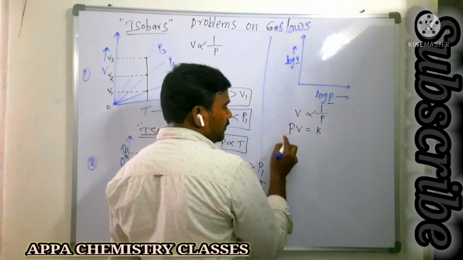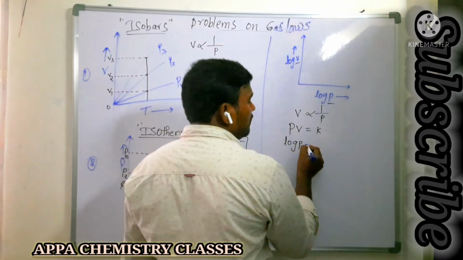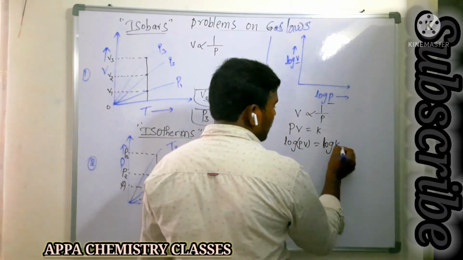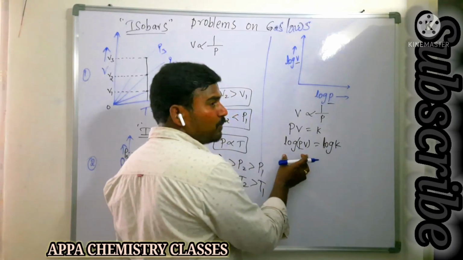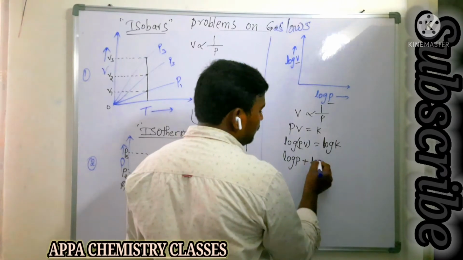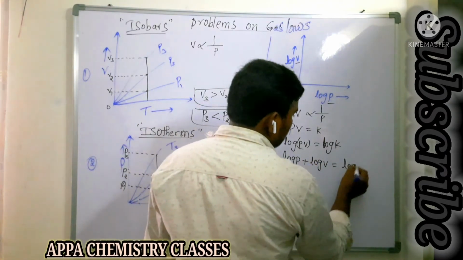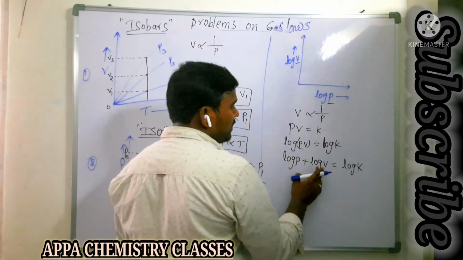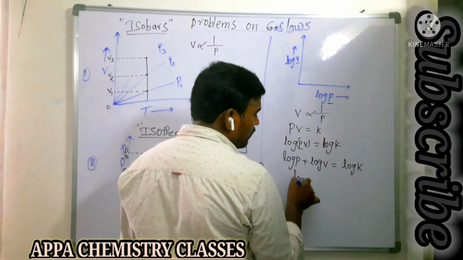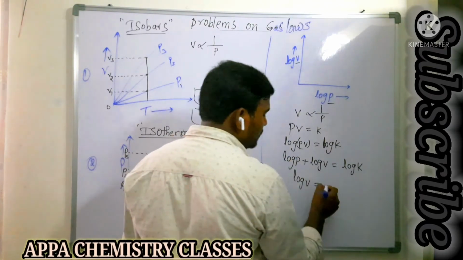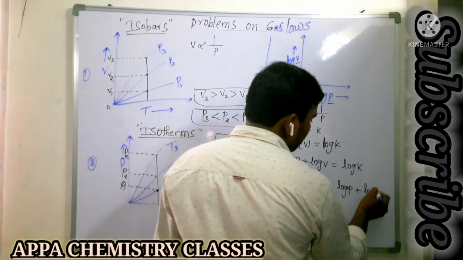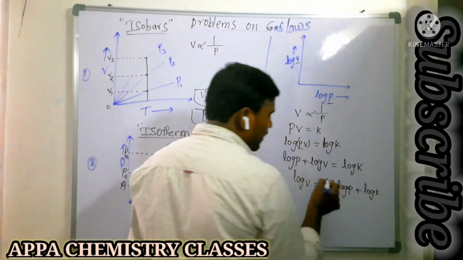Just apply the logarithm on both sides. So log PV is equal to log K. Separate this log PV into the log A plus log B form: log P plus log V is equal to log K. Log V is on the y-axis, so keep it here, and send log P to the other side. So log V is equal to minus log P plus log K.